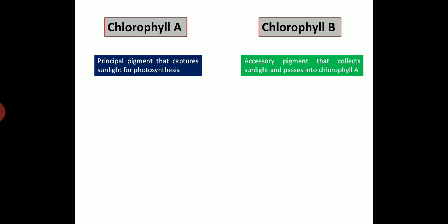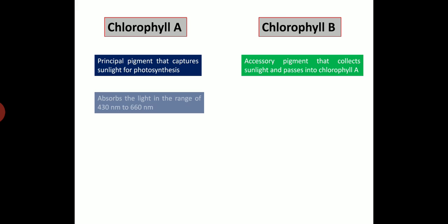Chlorophyll B also captures sunlight, but after capturing the sunlight, it passes that light energy to chlorophyll A. So in this way, what is happening? Chlorophyll B is helping chlorophyll A to capture sunlight for photosynthesis. So chlorophyll A is the principal pigment and chlorophyll B, as it is helping chlorophyll A, is the accessory pigment.